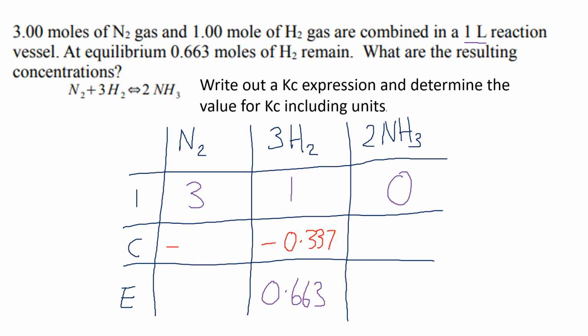So it must have gone down by 0.112. And the ammonia must have gone up, and it must have gone up by twice the amount that the nitrogen has gone down, because it's a 1:2 ratio. So it must have gone up by 0.224. So that's your changes taken care of. And therefore 3 minus 0.112 is 2.888. And the ammonia must be 0.224.